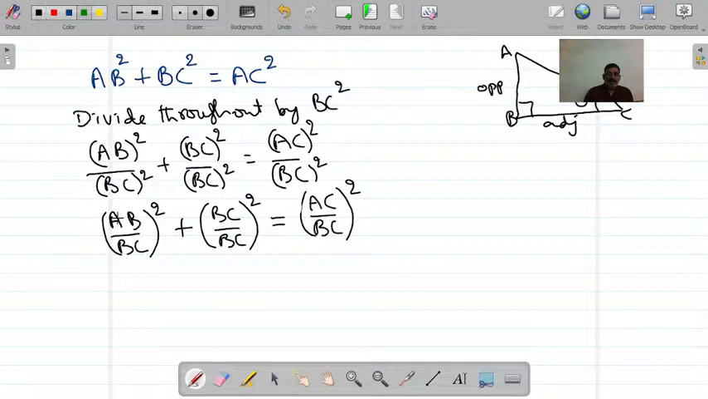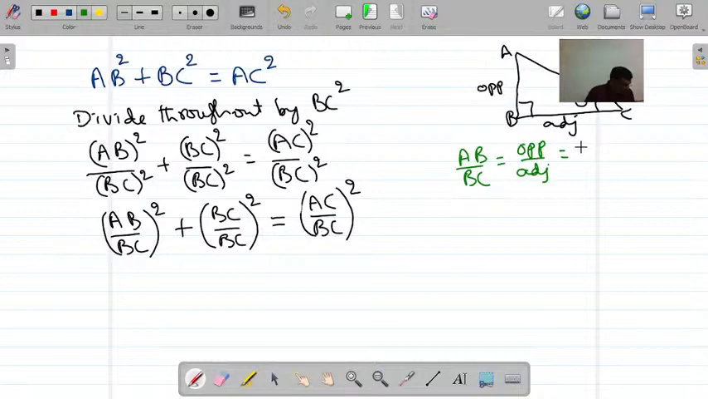Here the first one is AB by BC. What is AB by BC? As per this diagram, AB is the opposite side and BC is the adjacent side. What is opposite side by adjacent side? All of you type it in the chat box. What is the ratio opposite by adjacent? Come on, what will it become? Type it quickly in the chat box. Can you tell me? Yes, I'm waiting for your answer.